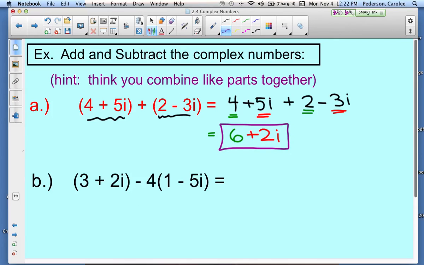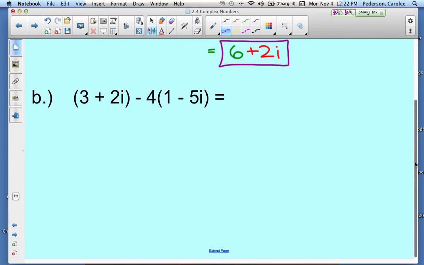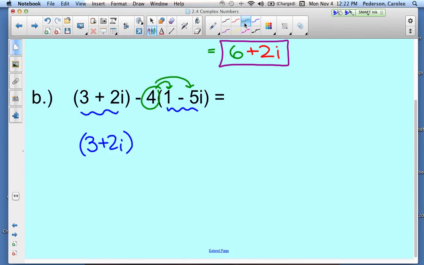Second example. You have a complex number and a complex number. But notice what's out in front of this complex number. It's a -4. So it's like you have to distribute that 4 through. So I'm going to leave this first complex number alone, 3 plus 2i. And then the second complex number, and distribute the -4. So -4 times 1 is -4. And then -4 times -5i is +20i.